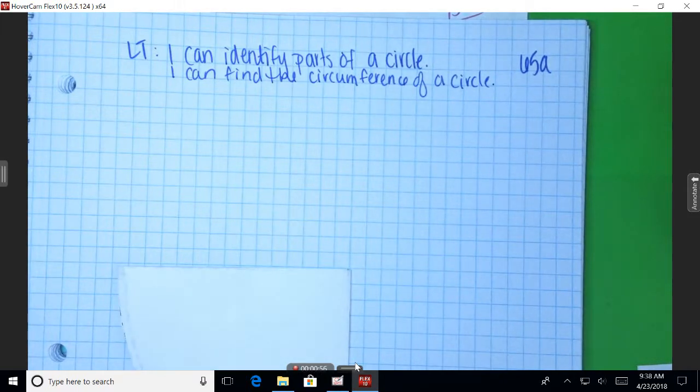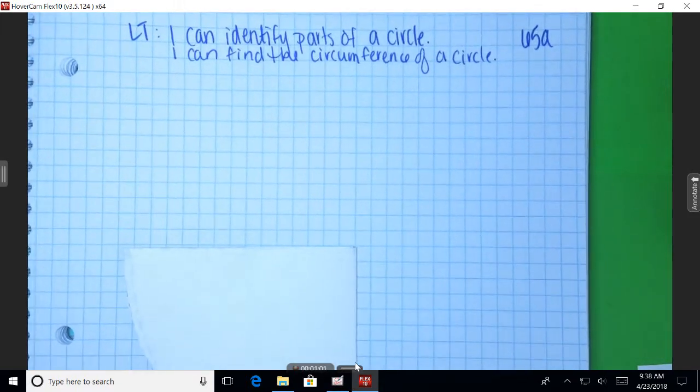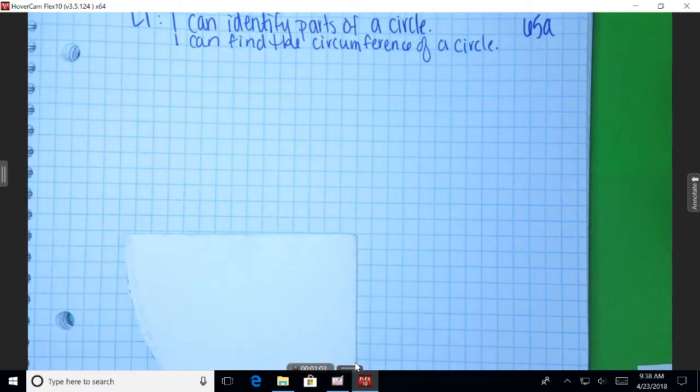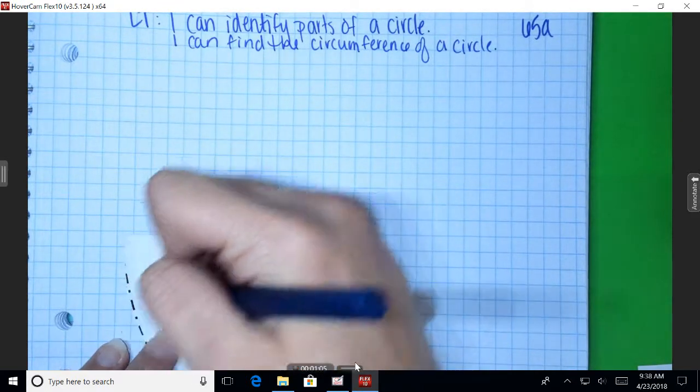I know, I'm sorry. It didn't work. Okay, so on the outside of this foldable right here, your little Pac-Man, I want you to write parts of a circle.